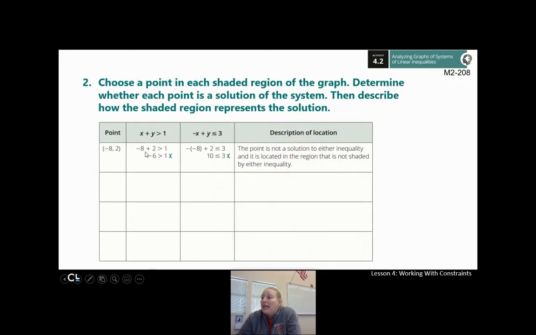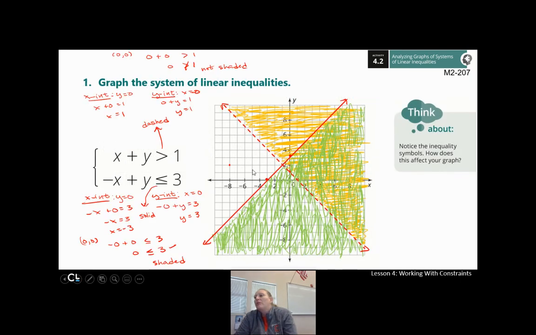So we took that -8, 2, plugged in a -8 for x and a 2 for y, and we see -6 is not greater than 1. So we know it's not a solution for the first one. Plugging in -8 for x and 2 for y, the double negative makes a positive 8. 8 plus 2 is 10. 10 is not less than or equal to 3. So the point is not a solution to either inequality, and it's located in the region that's not shaded by either inequality.